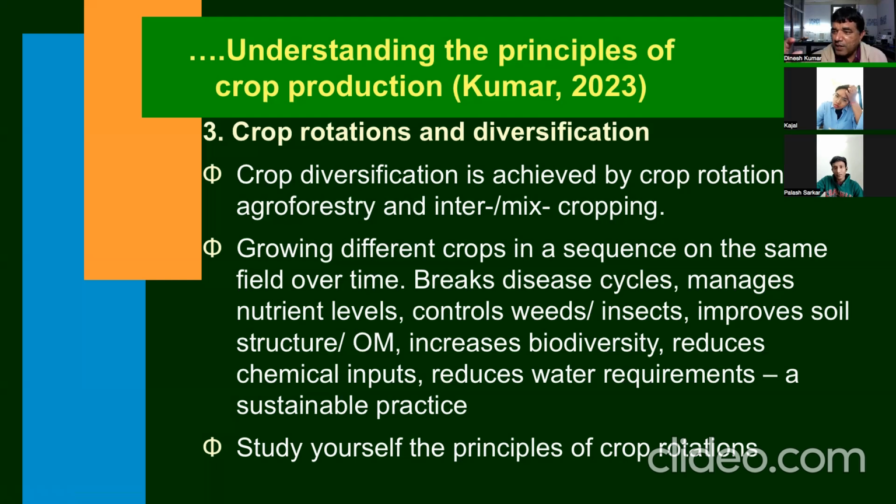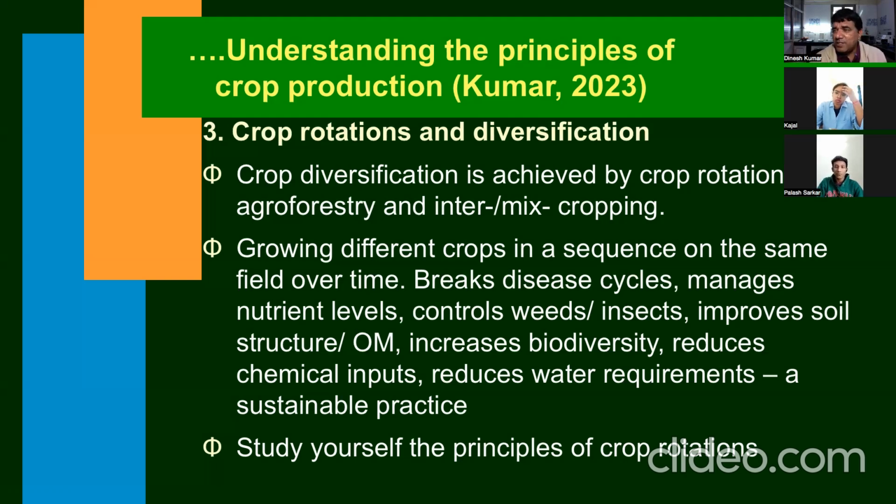You will get shallow rooted crops, and you will get deep rooted crops. So the whole soil volume will be utilized by the plants judiciously, because some nutrients will lie in the deeper layer, and a deep rooted crop can easily take up nutrients from the deeper soil layer. So the depth of roots should be different for the crops in rotation. It can also control weeds and insect pests.